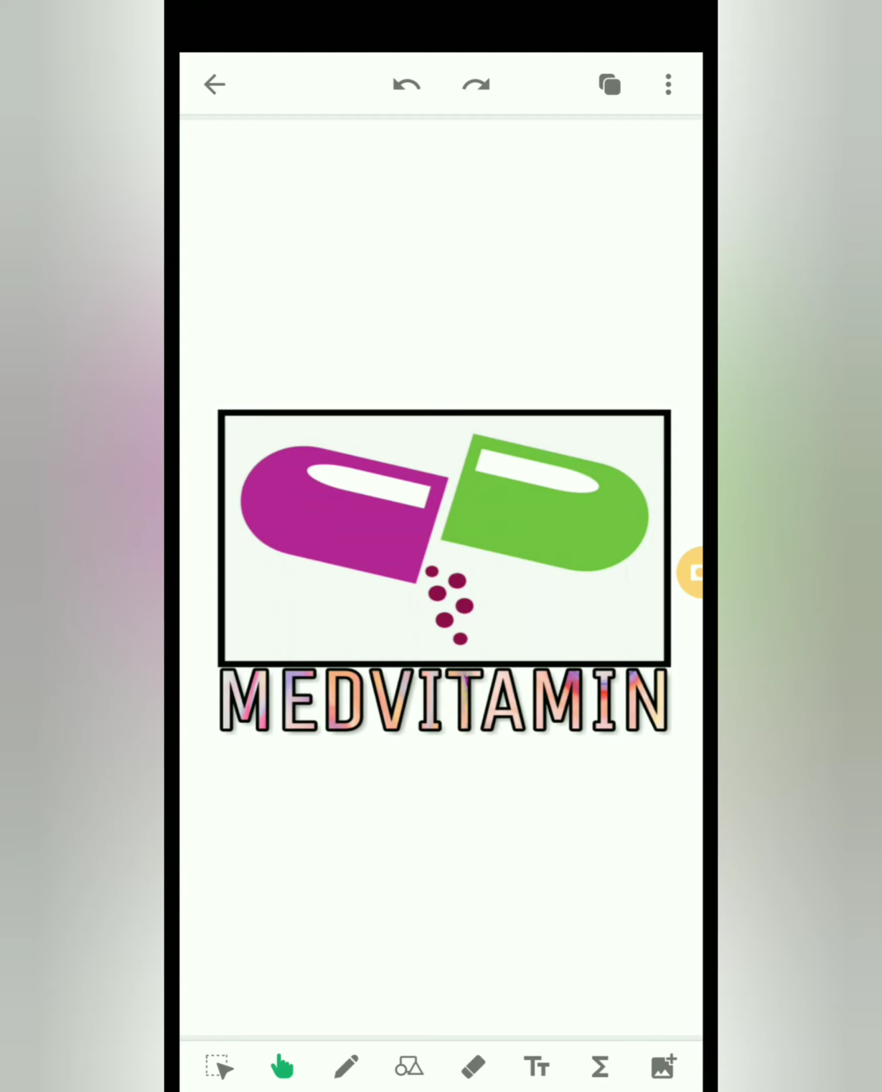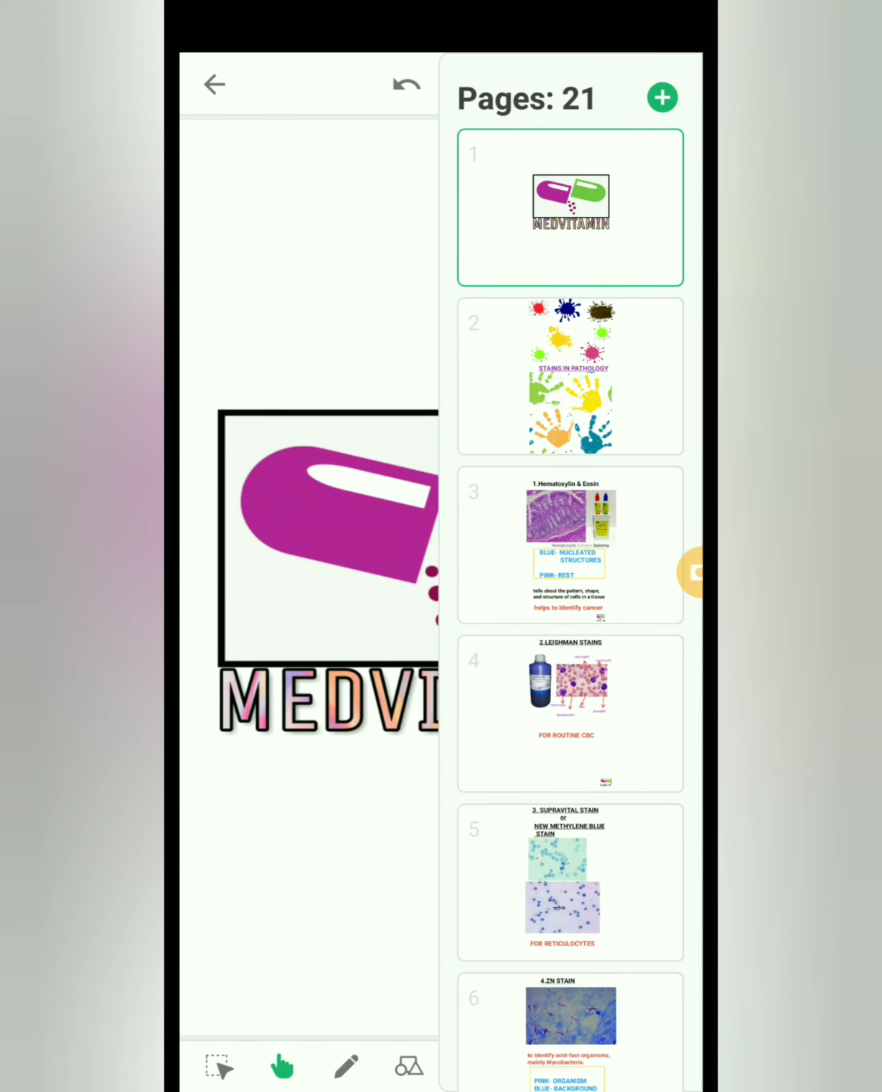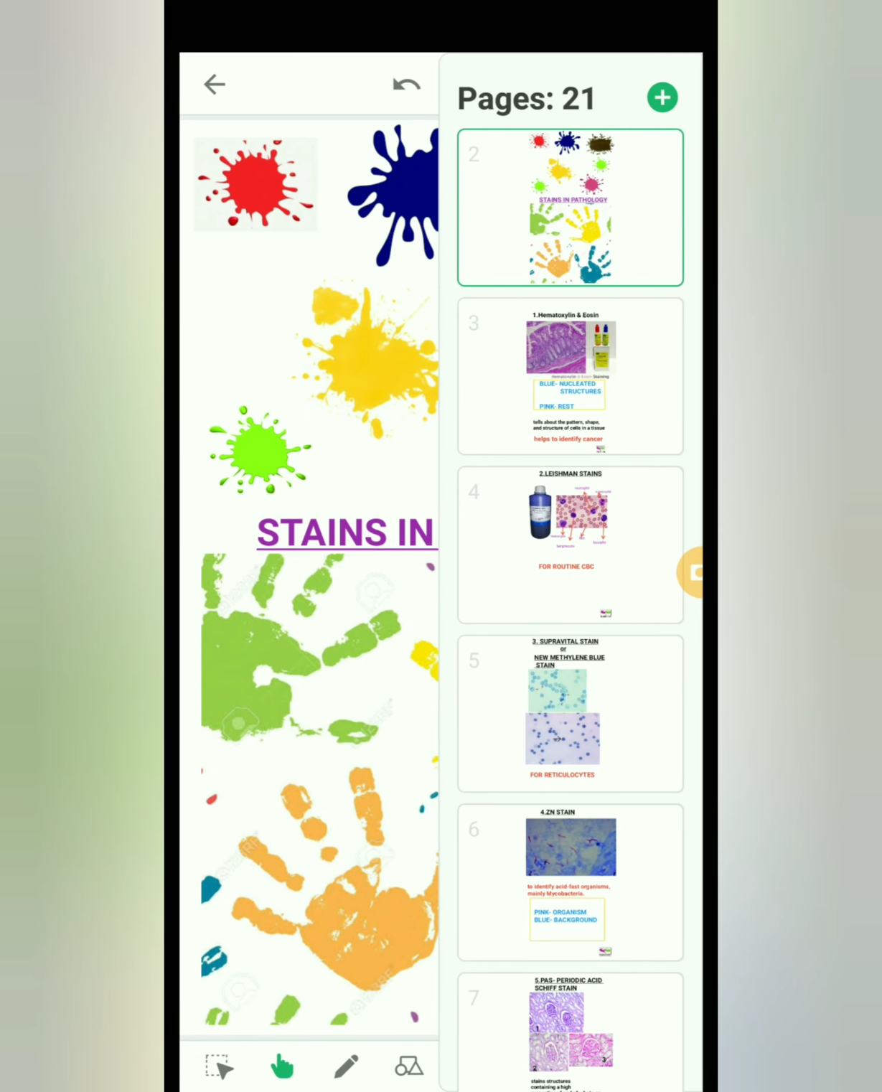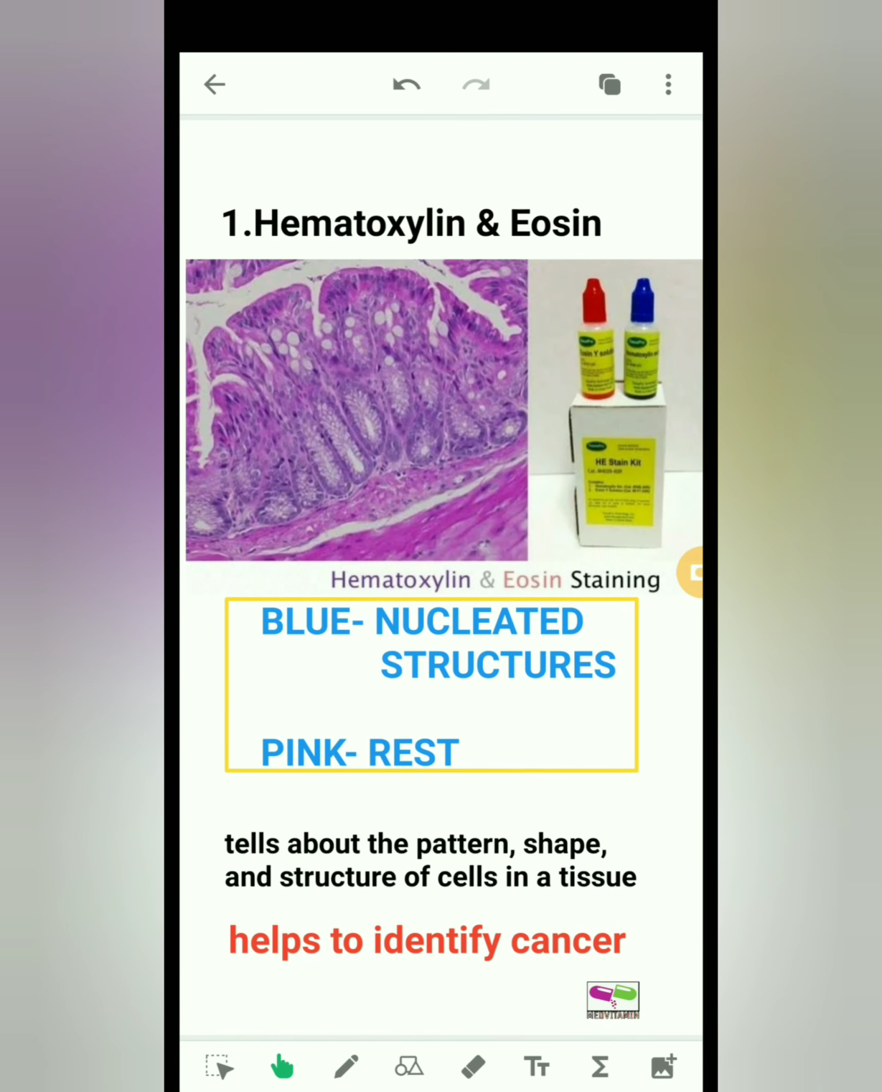NEET PG and INICET exams. So the first topic that we are going to discuss will be stains in pathology. Now, number one slide will be about hematoxylin and eosin staining, also known as H&E staining, where the blue structures represent the nucleated structures and the rest will appear pinkish.